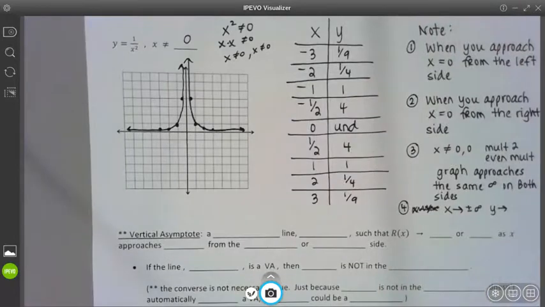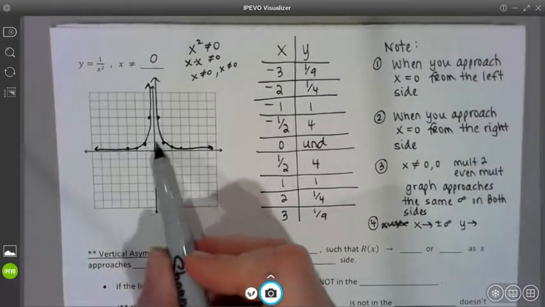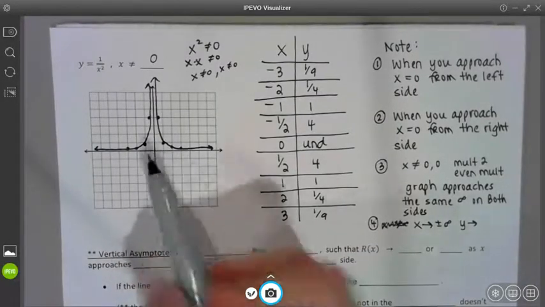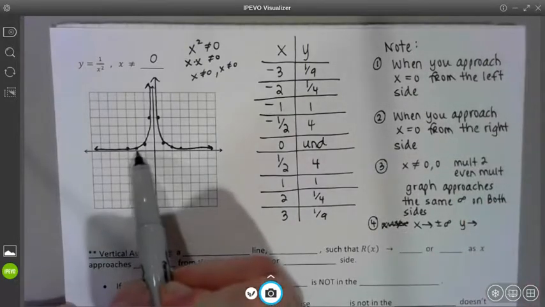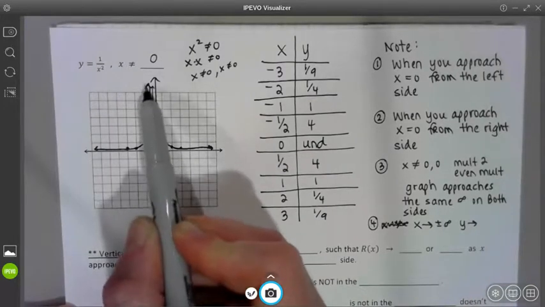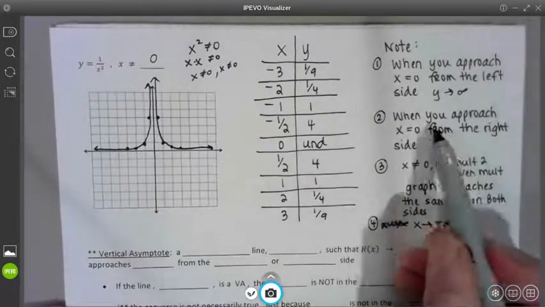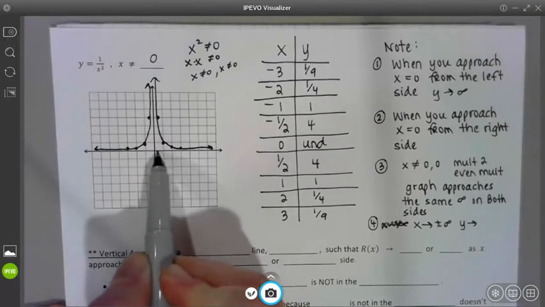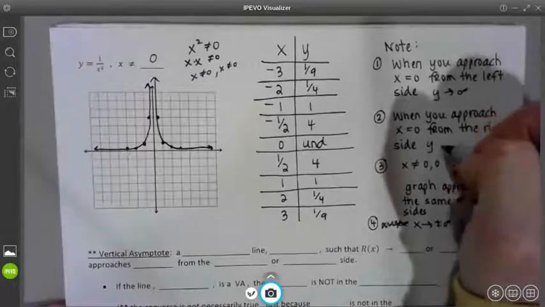Okay, so I just want you guys to take note of a few things again, or what's happening to this graph when x can't be 0. What's going on with the behavior of this graph around this number that's not in the domain? So notice when you approach x equals 0 from the left side, as x gets closer and closer to becoming 0, that y value is shooting off to positive infinity, right? Same thing here. When you approach x equals 0 from the right side, as x gets closer and closer to becoming 0, that y value is shooting off to infinity.